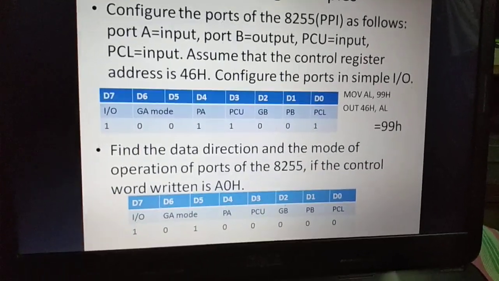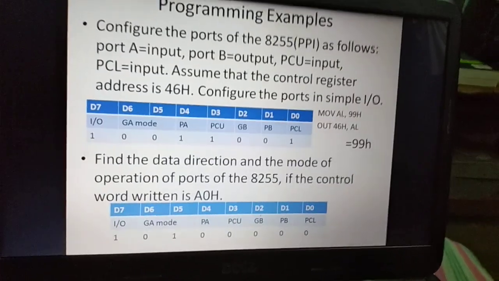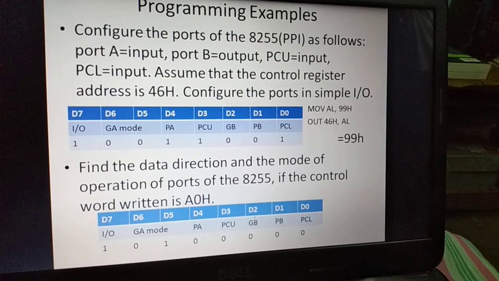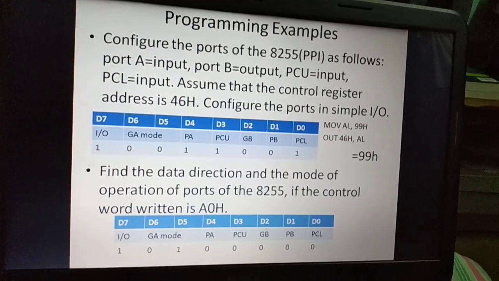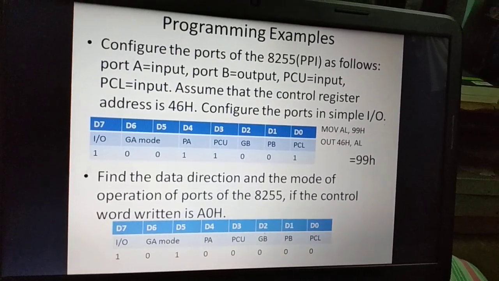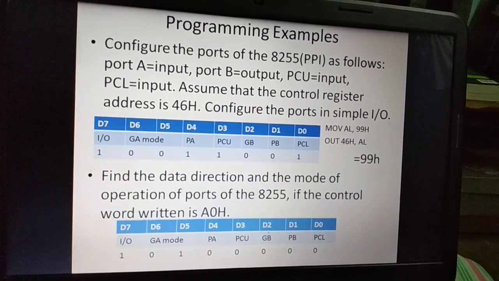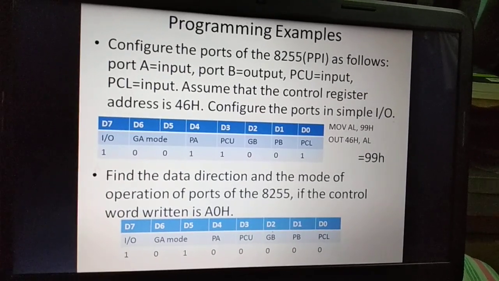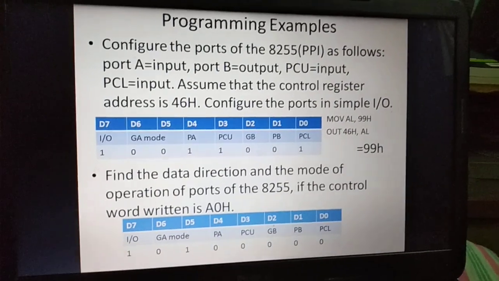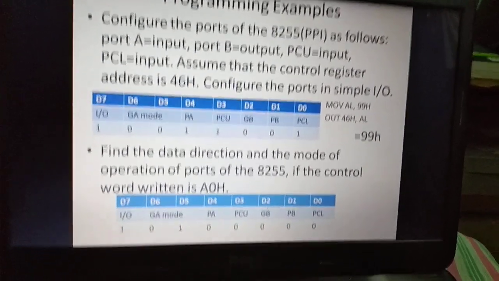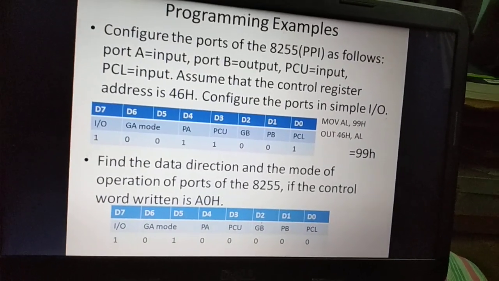In the first example, we are going to use the ports in IO mode. Port A is used for input, port B for output, port C upper is for input, and port C lower is for input, and all are going to be programmed in simple IO mode. The address of the control word register is given as 46H.